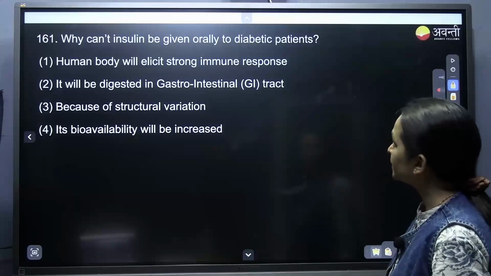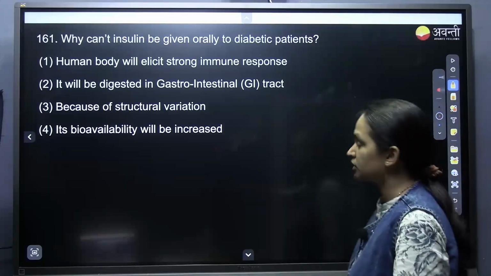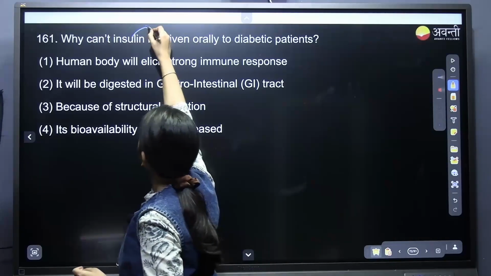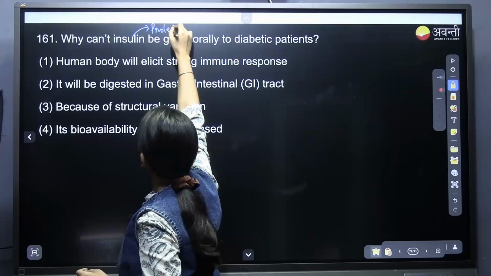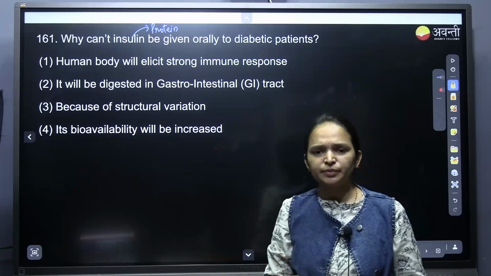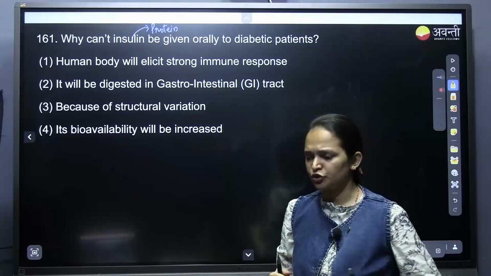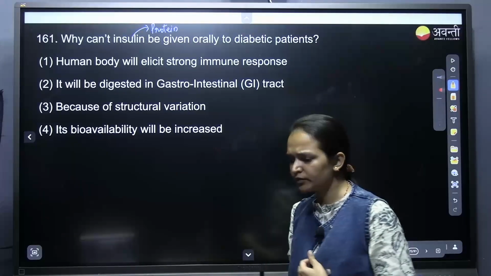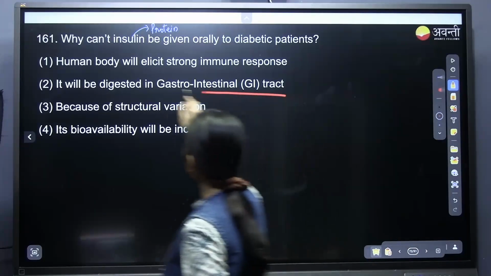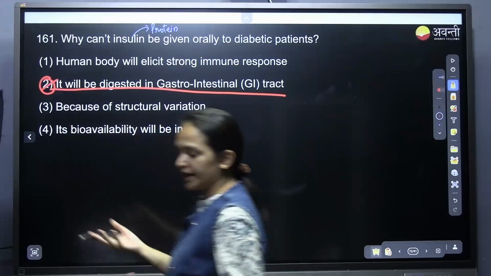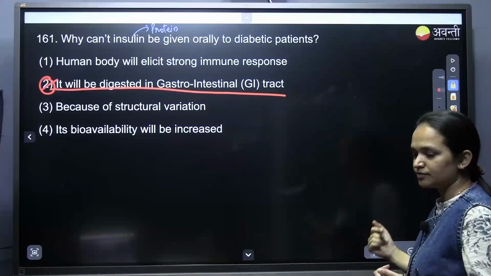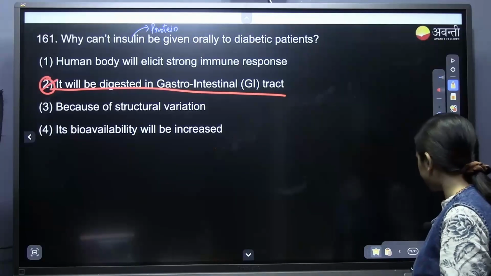Why can't insulin be given orally to diabetic patients? Tell me, what is insulin? Actually, insulin is a protein. Why can't it be given orally? Like you might have seen, diabetes patients taking insulin through shots. Why? It will be digested in the gastrointestinal tract. As it is a protein, it gets definitely digested in the GI tract, isn't it? So you cannot take it orally.